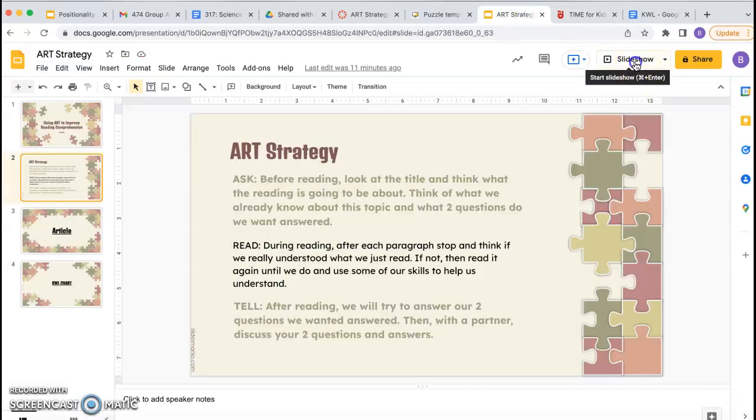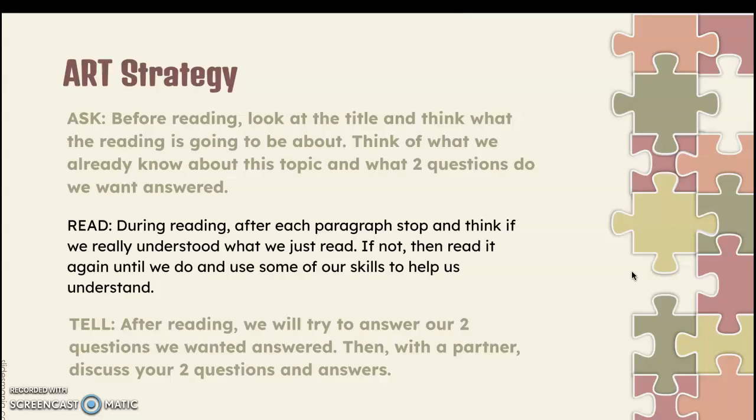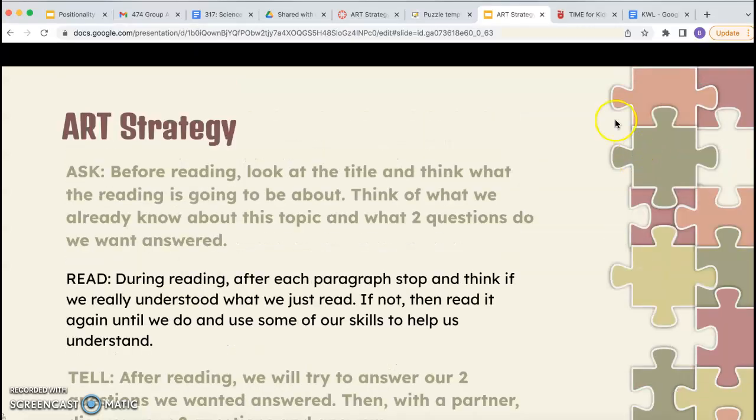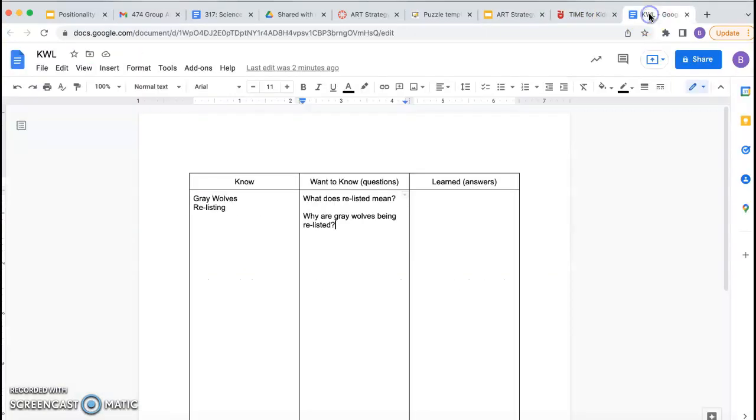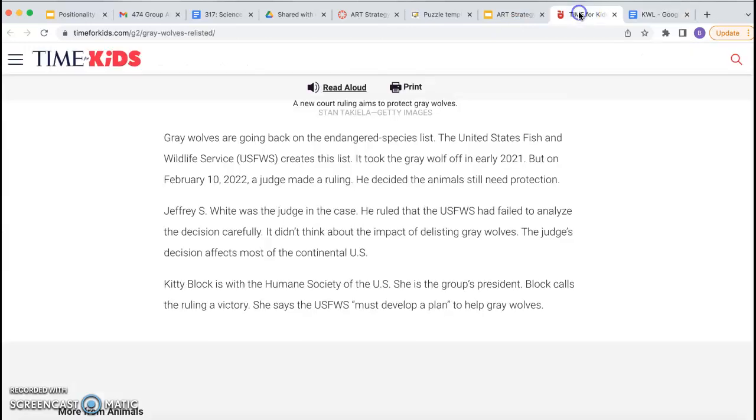After we've read and we understand every single paragraph, we need to move on to part T, which is tell. After reading, we will try to answer the 2 questions we wanted answered, and then with a partner, we need to discuss our 2 questions and answers. So if I was looking at my questions, they were, what does relisted mean, and why are gray wolves being relisted? After I read this, I need to answer them.